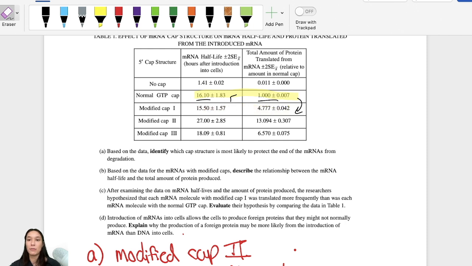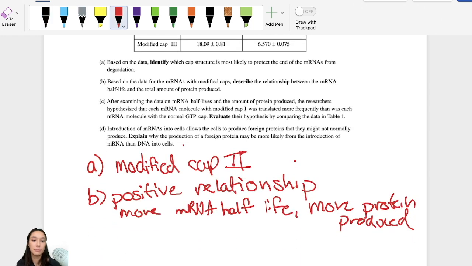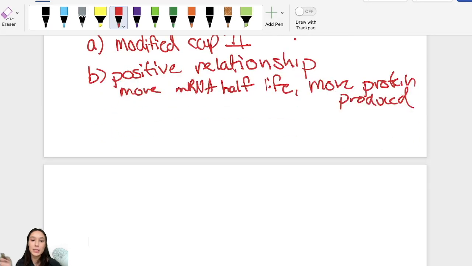You can tell that modified Cap1 was much more translated per starting amount of, or per half-life of the mRNA, sorry. So what I would say for this one is it's supported because the half-lives are similar.